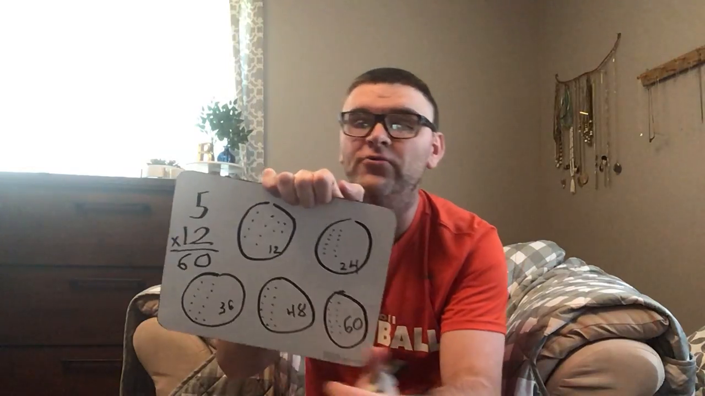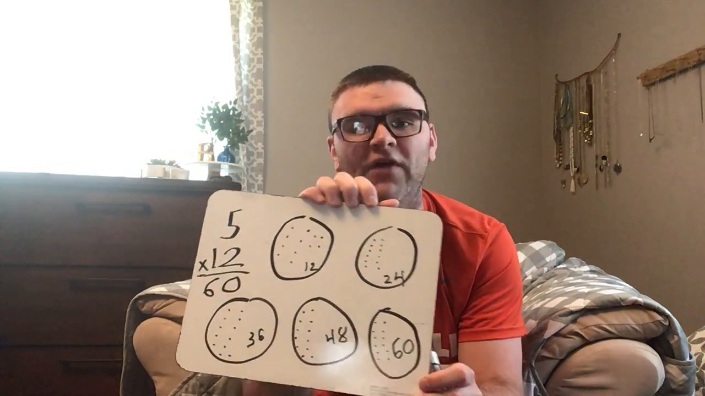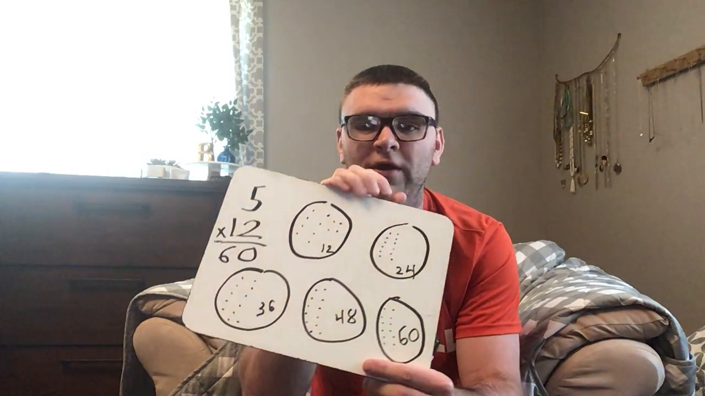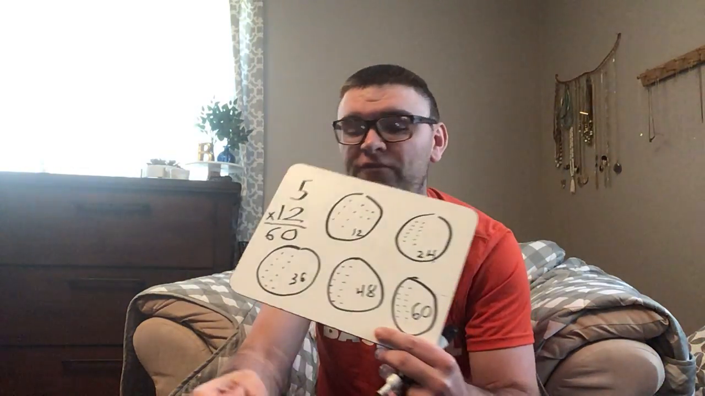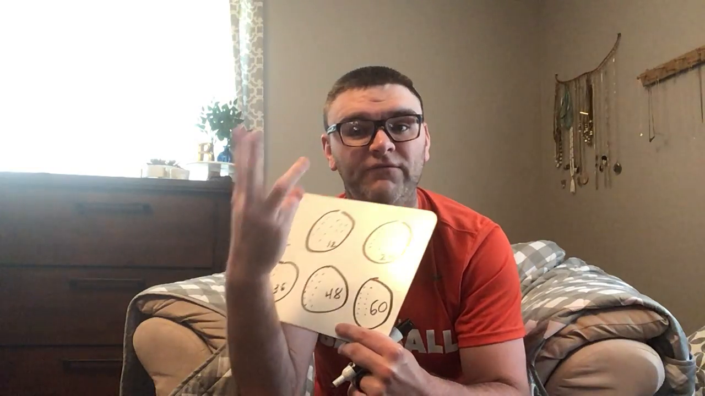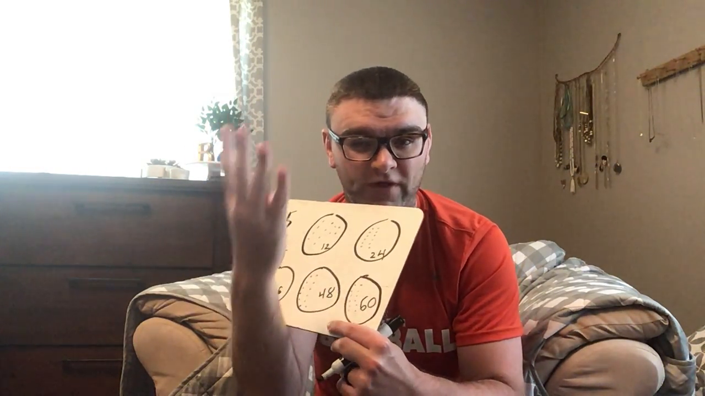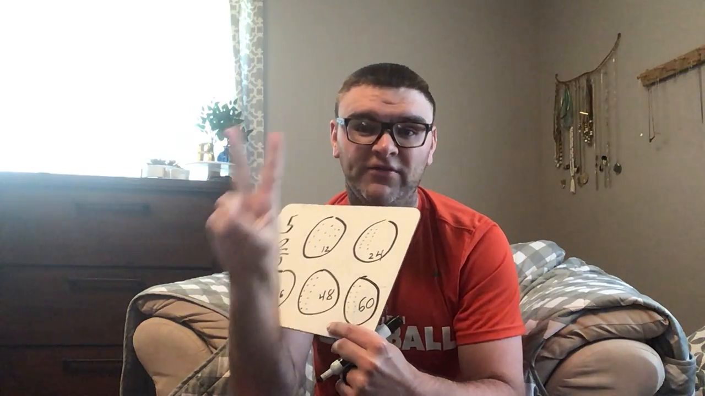Now another way that we can do that, we talk about skip counting a lot. 5s are a great skip count number. You learned that probably at a real young age. And you can go ahead and write with your fingers if you want and think 5, 10, 15, 20, 25, 30, 35, 40, 45, 50, 55, 60.